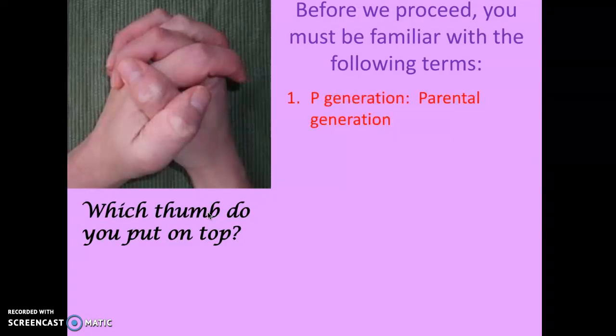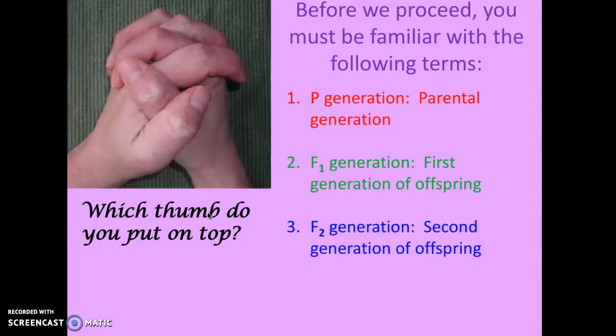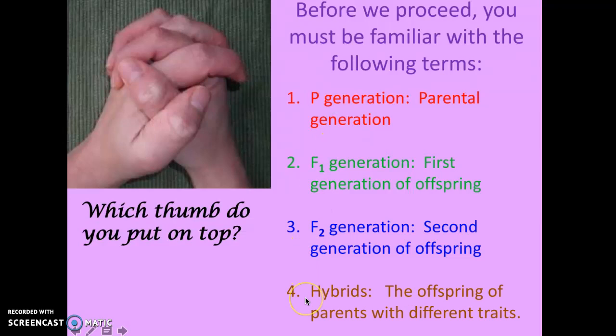The P generation is the parental generation. That is what you start with. The F1 generation is their offspring. And the F2 generation is the offspring of those offspring. So if our P generation was your grandparents, the F1 generation would be your parents, the F2 generation would be you. Grandparents, parents, you. A hybrid is an offspring of parents with different traits. So in those pea plant examples, if you had one tall parent and one short parent, that would be a hybrid.